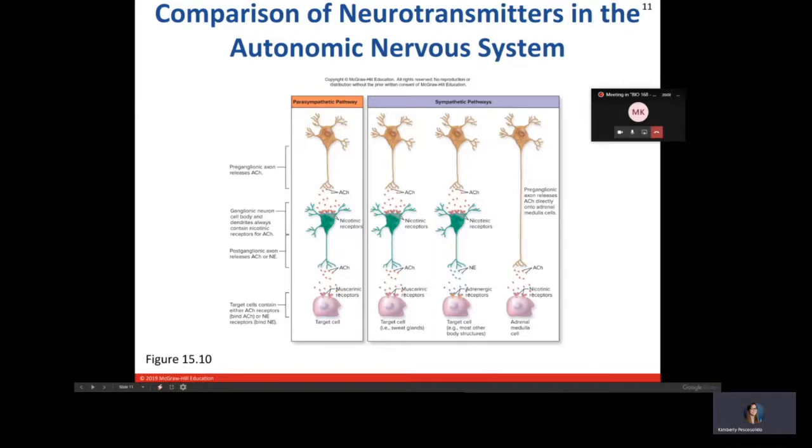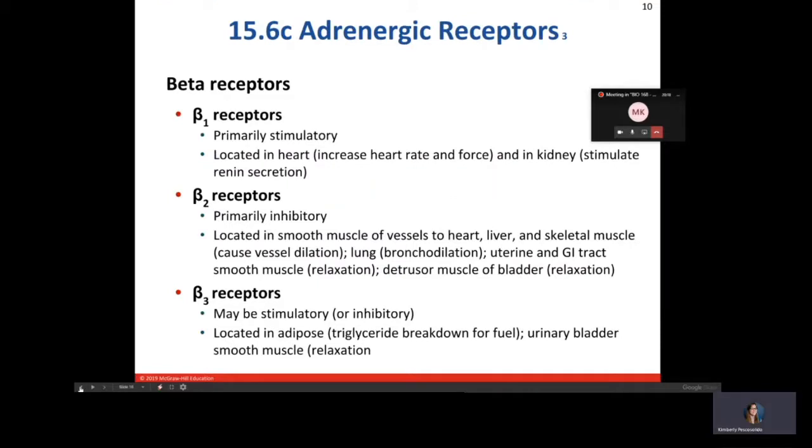Sorry, real quick. Asana asked in chat, do we need to learn the location and functions of each of the adrenergic receptors? So let's see, for these guys here, I would know that the beta-1 receptors are located in the heart, and they increase the heart rate and force of contraction. That's kind of a big one because we talked about that with beta blockers.